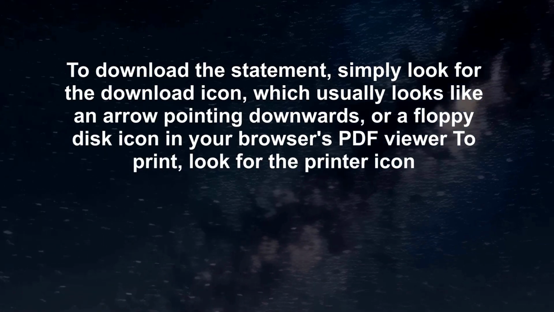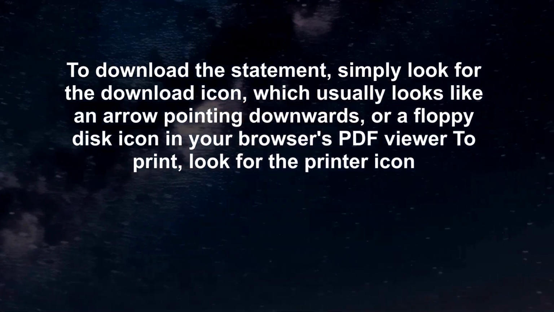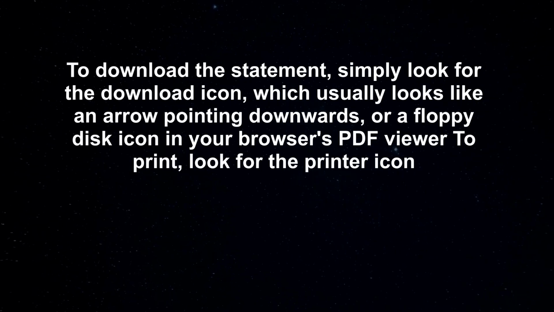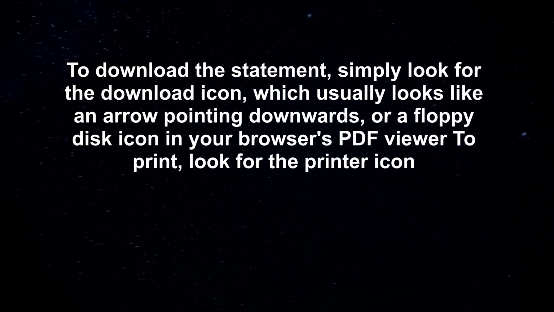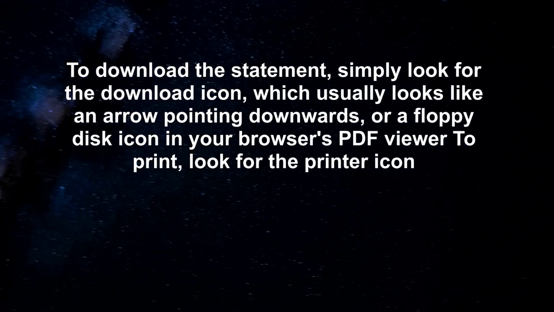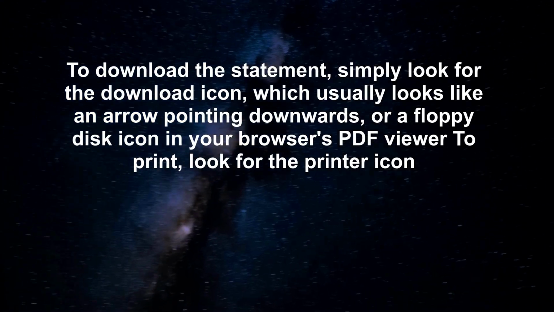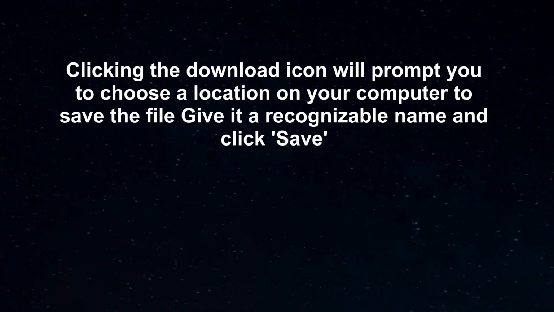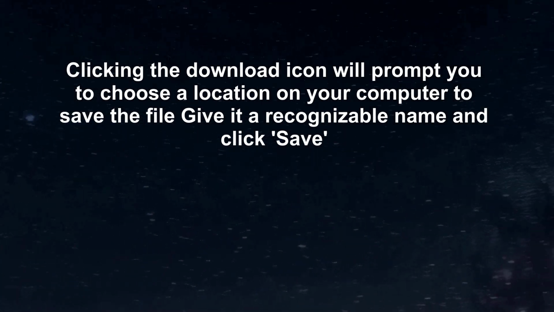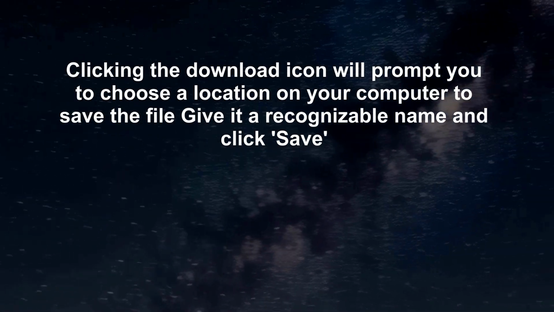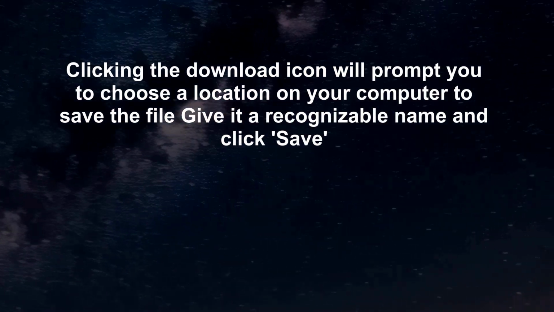To download the statement, simply look for the download icon, which usually looks like an arrow pointing downwards, or a floppy disk icon in your browser's PDF viewer. To print, look for the printer icon. Clicking the download icon will prompt you to choose a location on your computer to save the file. Give it a recognizable name and click Save.